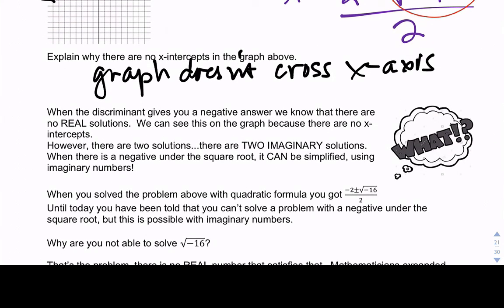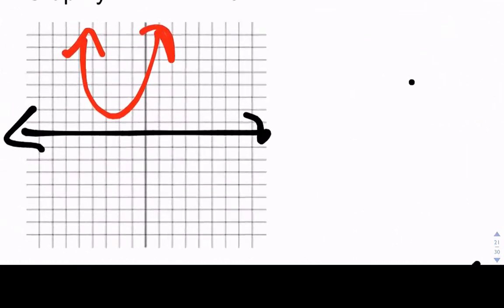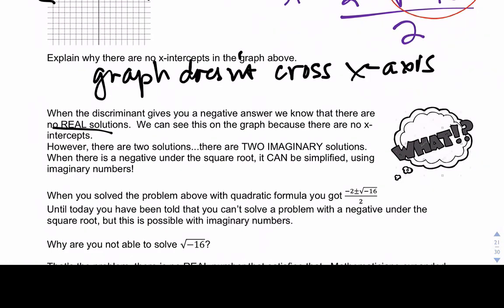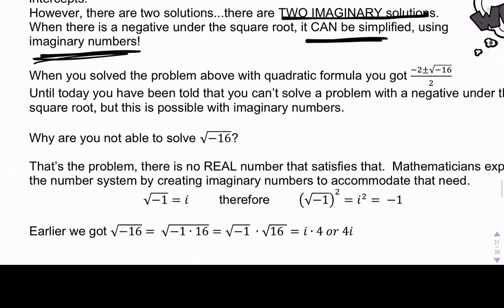Okay, when the discriminant gives you a negative answer, we know there are no real solutions, and we can see that because the graph doesn't touch the x-axis. However, there are 2 imaginary solutions. When there's a negative number under the square root, you can still get 2 solutions, and it can be simplified by using imaginary numbers. When you solve the problem above, here's what we got.